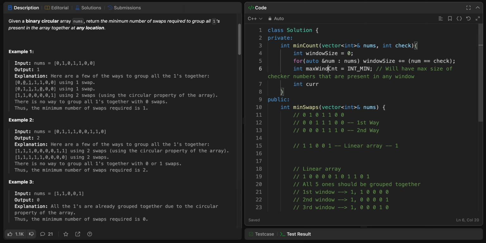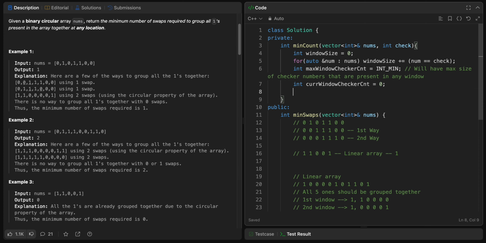I'll name it so that everyone could understand it. Max window checker count. This would be really awesome, because I'm specifying that window checker count having the number of checker elements within the window, and max is max out of it. And the naming here is to make everyone understand. And cur window checker count will be having the checker number of elements present in the cur window. So it would be 0.